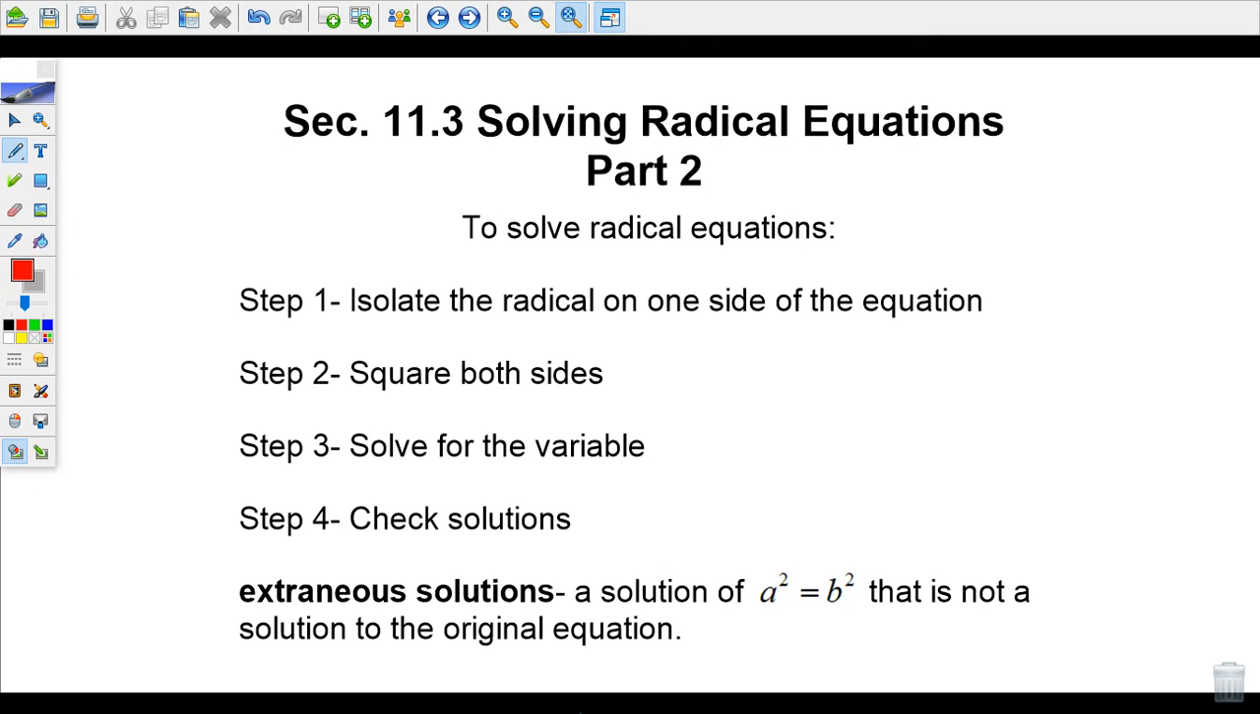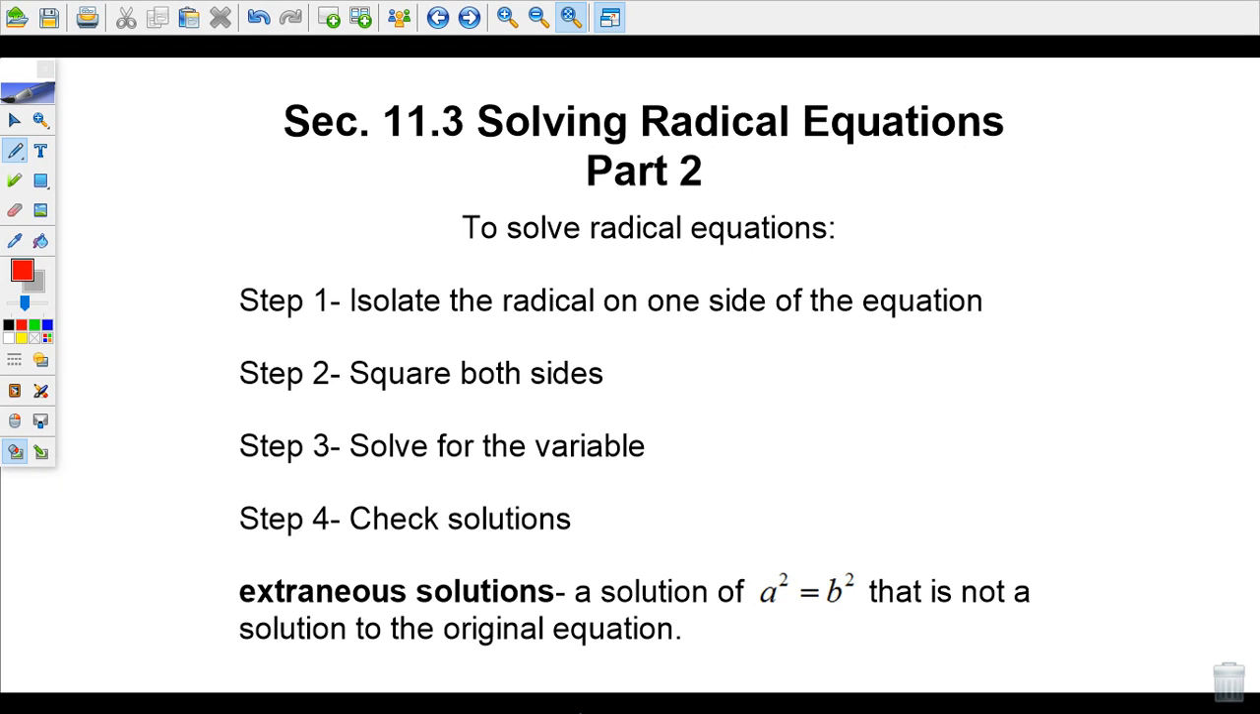I threw up the same notes from part 1. You should already have this copied in your notebook so you don't have to take the time to do it. I just wanted to remind you, solving radical equations, first thing we want to do is isolate the radical on one side of the equation. Then once we have it isolated, we'll square both sides because that's the inverse of the square root. And then we'll solve for the variable, and don't forget we have to check our solutions because of those extraneous solutions sometimes as a result of squaring both sides.